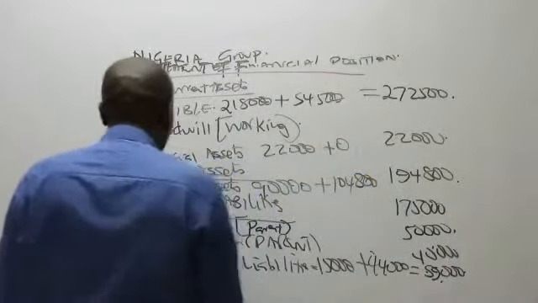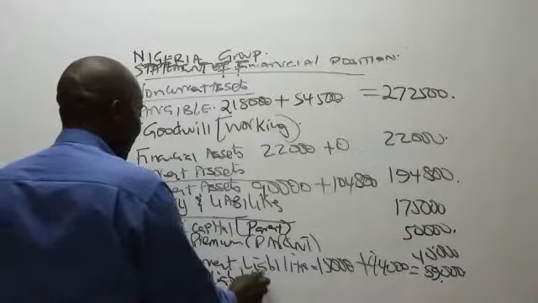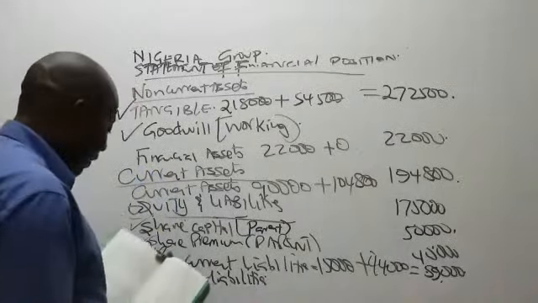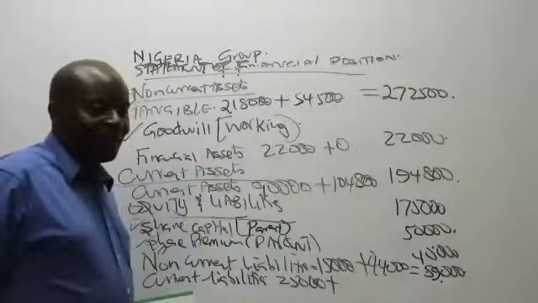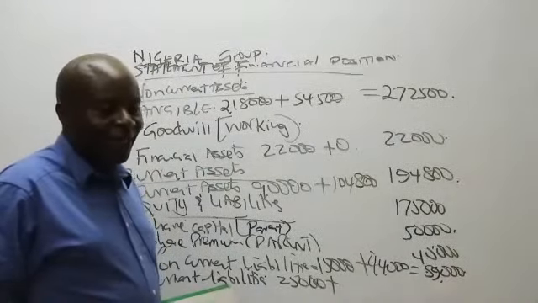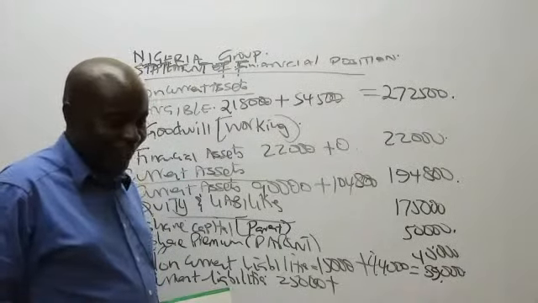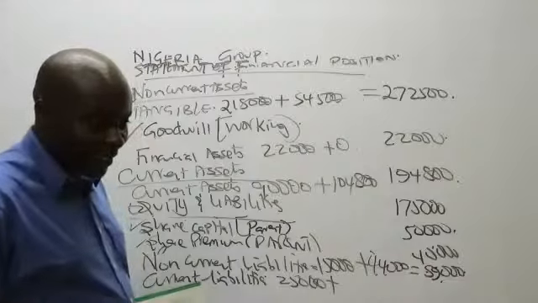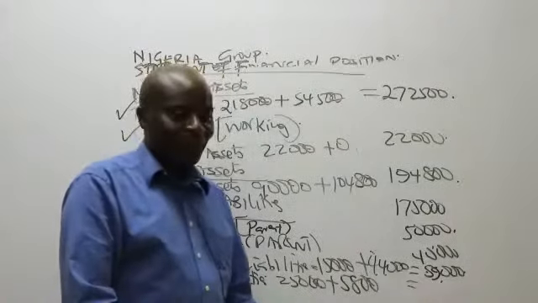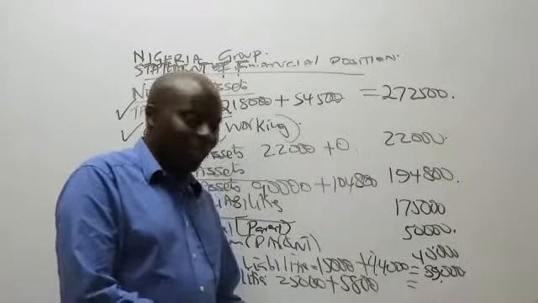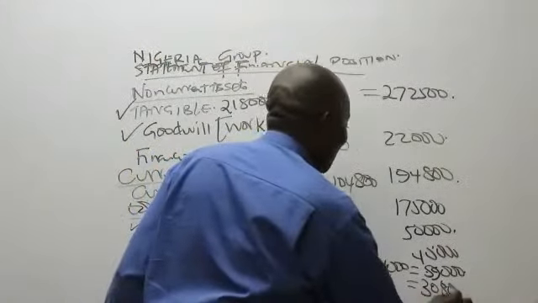Thank you very much. Now, the last one is the current liabilities. I'll pick the one of the parent, which is 25,000, plus the one of the subsidiary. What is the subsidiary's current liability? 5,800. Thank you very much. So what will this come to in the end? 3,800.